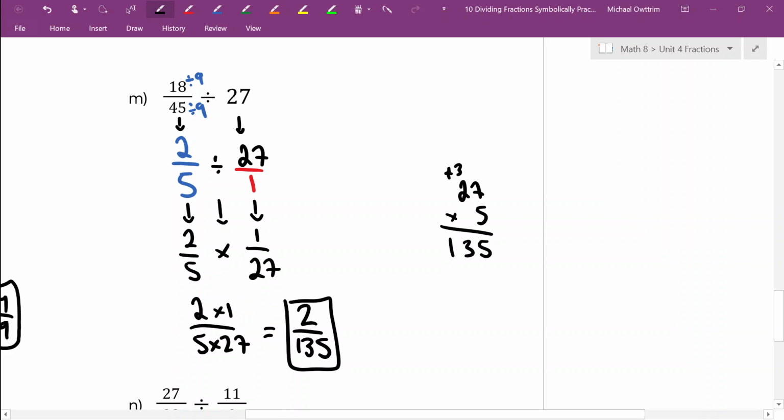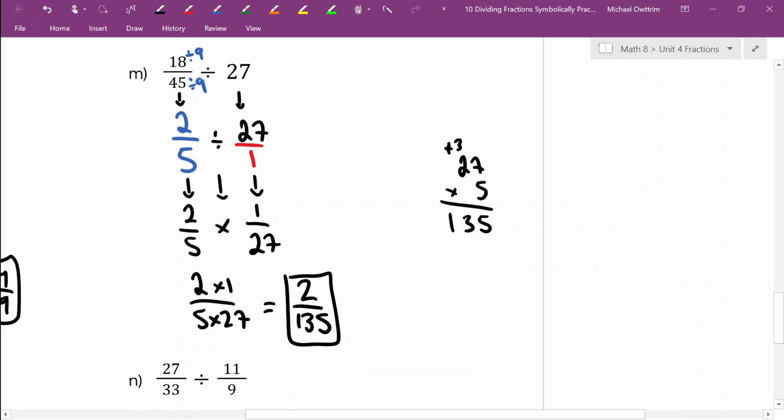I know that 135 doesn't divide by 2 because it's not even, but also there was no simplification I could do in this step, no cancellations or anything. So I know there's no common factors on the top and bottom of question M.